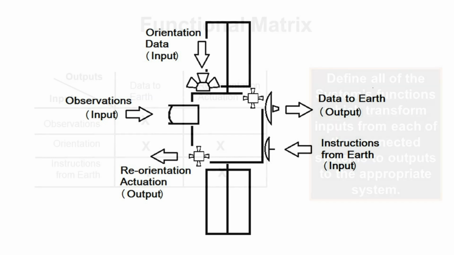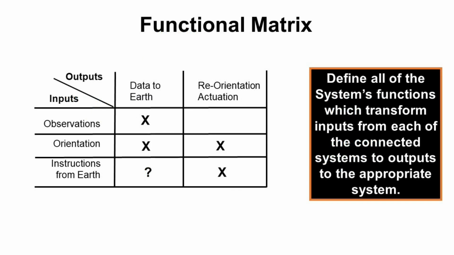So from all this we could construct a simple functional matrix like this. I put a query in the box for data to Earth, instructions from Earth, because it's not clear whether we want a spacecraft that automatically downloads the data when it's in the right position or whether it requires a specific command from the Earth to do so. This is not unusual in this sort of exercise. Once we've identified the basic function, there are other questions which you need to ask to get a precise answer as to what the customer wants.